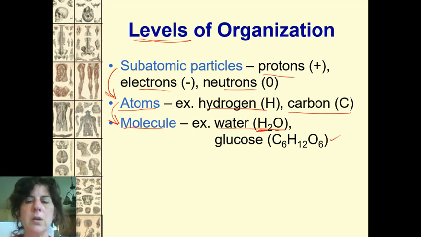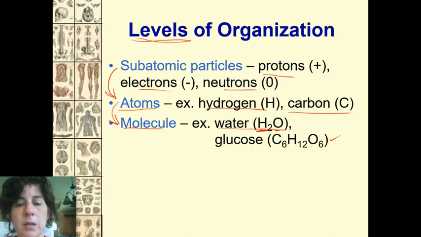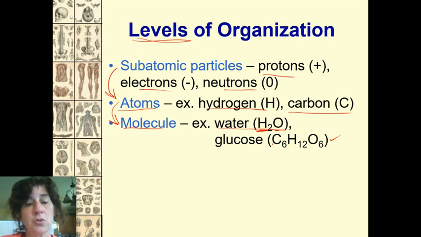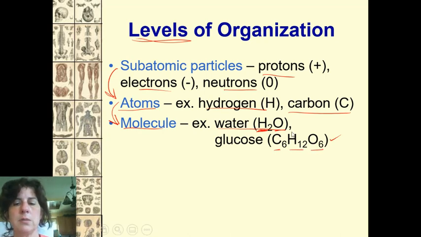Glucose is another common molecule that we see in living organisms. Glucose is our basic energy source. And you can tell by its structural formula here that this molecule has 6 carbons, 12 hydrogens, and 6 oxygens. Okay, so specific structure again.